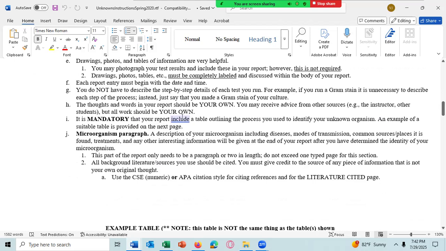Your thoughts and your words in your report should be your own. You may receive advice from other sources, the instructor, other students, but all the work should be your own. If ever you are to quote me, you should put it in quotes and then state where you got it from. I don't think most students quote in the lab report.